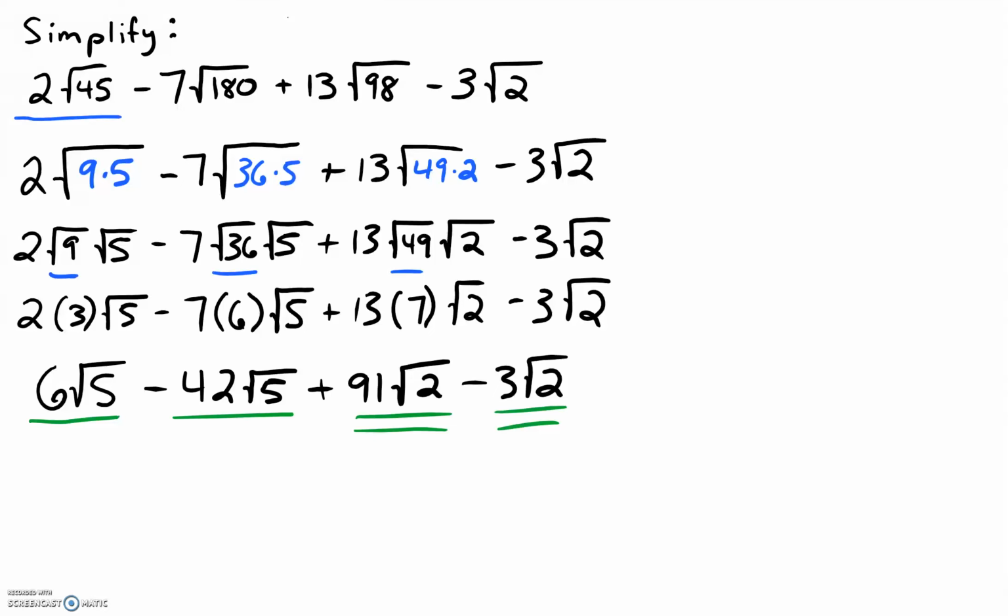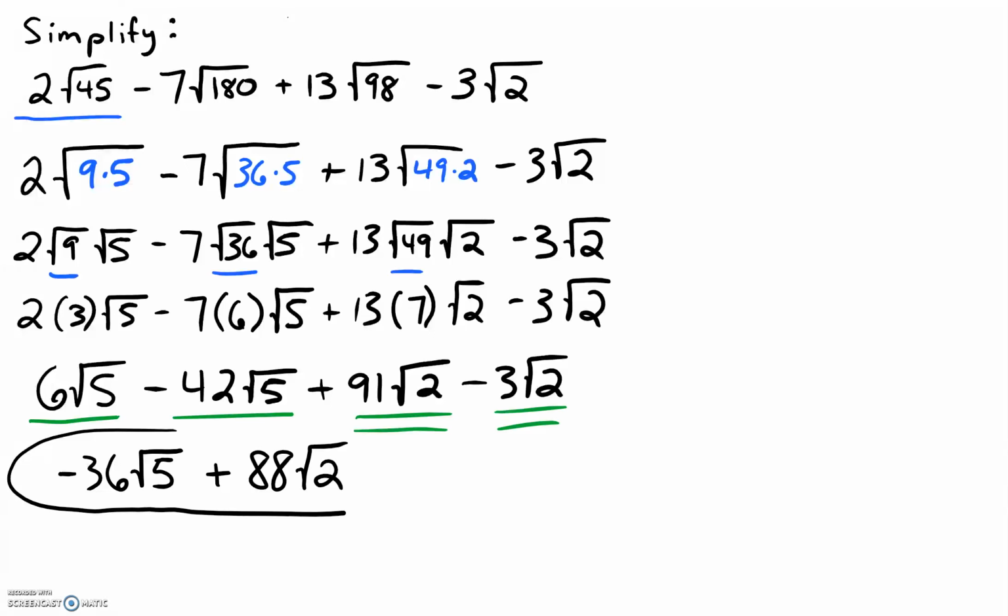So looking at the square roots of 5, we have 6 minus 42. So that's going to give us minus 36 square roots of 5. It's just doing the 6 minus 42. And then for the square roots of 2, we have 91 minus 3. That's going to give us 88 square roots of 2. And that's our final answer: negative 36 square roots of 5 plus 88 square roots of 2.